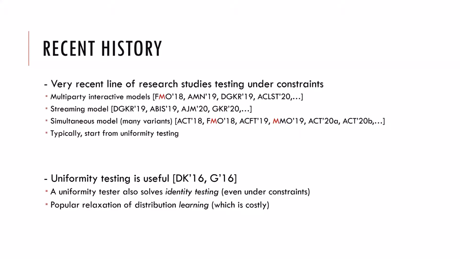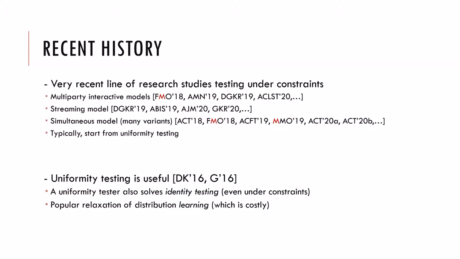Well, maybe I'll start by having some distribution in mind, not necessarily the uniform distribution, but some distribution. And now I only wish to test whether the samples come from this exact distribution that I had in mind or something that is very far off. And this task is called identity testing. It's much faster than actually learning the distribution, and therefore it is very useful.